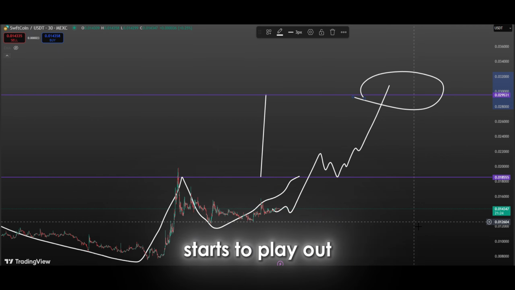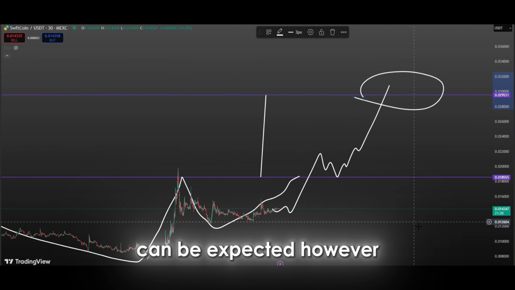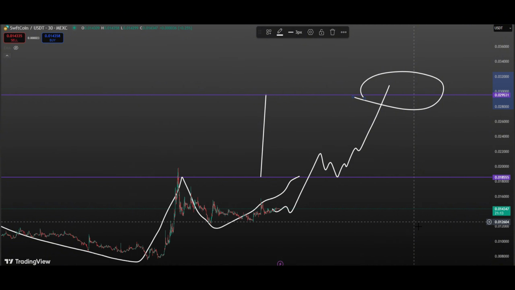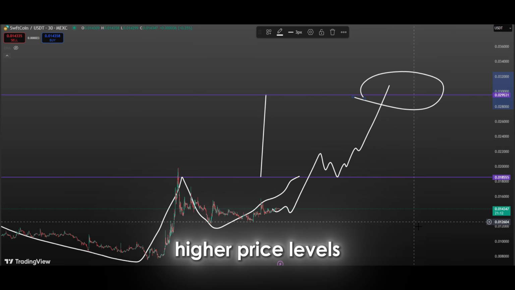As the pattern starts to play out, in terms of potential targets, an upward move equal to the head depth from the neckline can be expected. However, this target is usually taken as a first objective. If such patterns form on higher time frames, the price may not only reach this minimum target, but also begin a new bullish trend, moving toward much higher price levels.